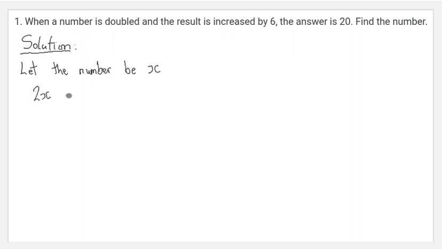And the result is increased by 6. That is 2x plus 6. The answer is 20. Find the number. So this is our algebraic equation. Here we now collect like terms and find what x is. This is pretty easy.